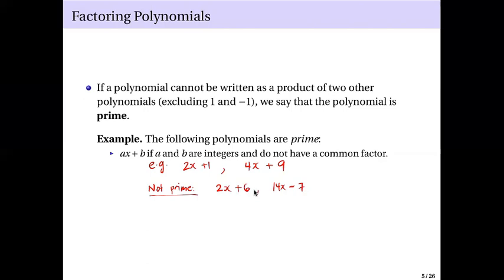Or even if you have, say, 4x plus 6. 4 and 6, they have a common factor. The common factor is 2. So these polynomials are not prime. So again, ax plus b is prime if a and b are integers, of course, and a and b do not have a common factor.